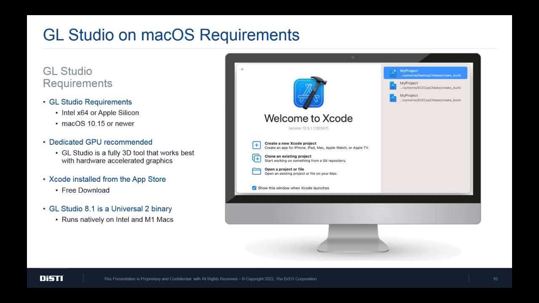Otherwise, the only other software dependency needed to build, run, and deploy GLStudio content on macOS is having Xcode installed. And as I mentioned before, Rosetta 2 is no longer required to run the editor. All GLStudio software, including the editor and all runtime libraries and ancillary products, are all built as universal 2 binaries.